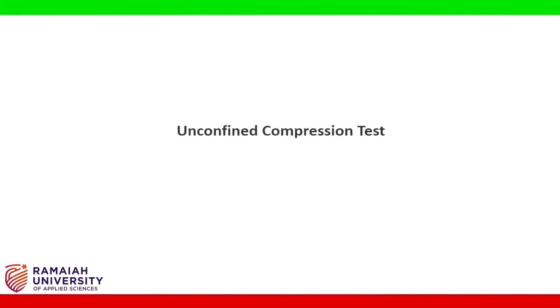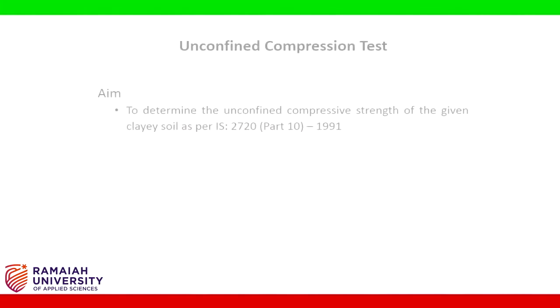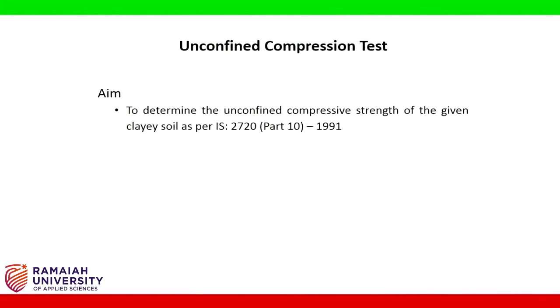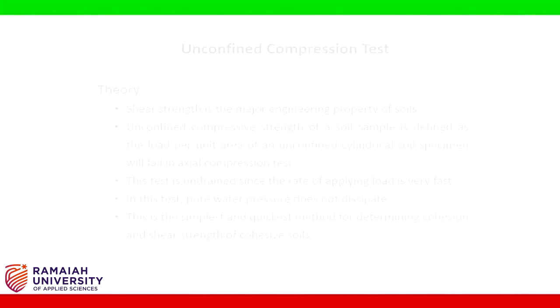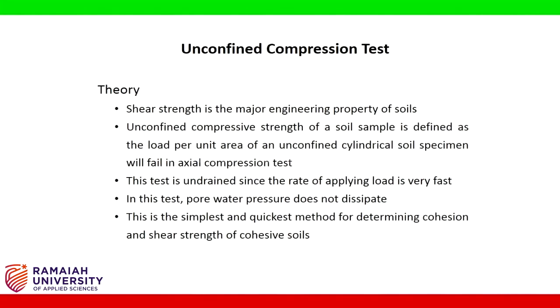Hi students, let us discuss unconfined compression test. The aim of the experiment is to determine the unconfined compressive strength of the given clayey soil as per IS 2720 Part 10 1991. Shear strength is the major engineering property of soils. Unconfined compressive strength of a soil sample is defined as the load per unit area of an unconfined cylindrical soil specimen that will fail in axial compression test.